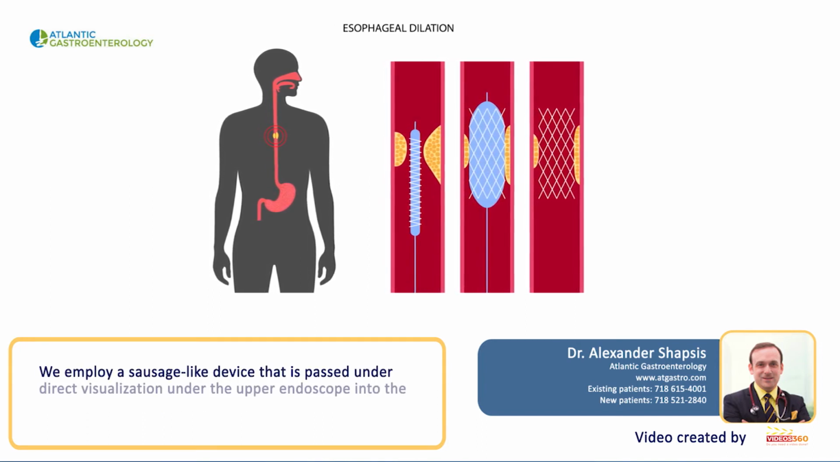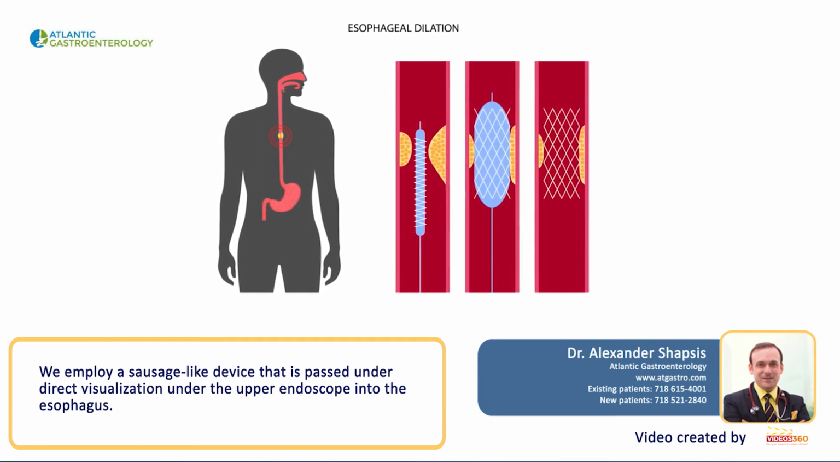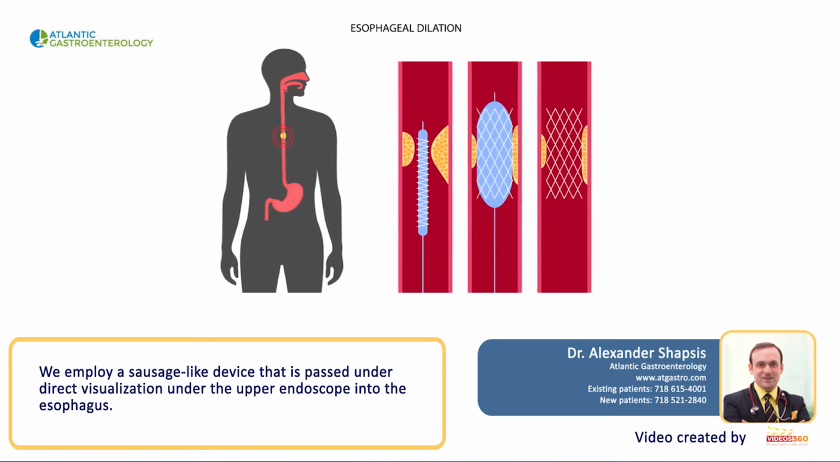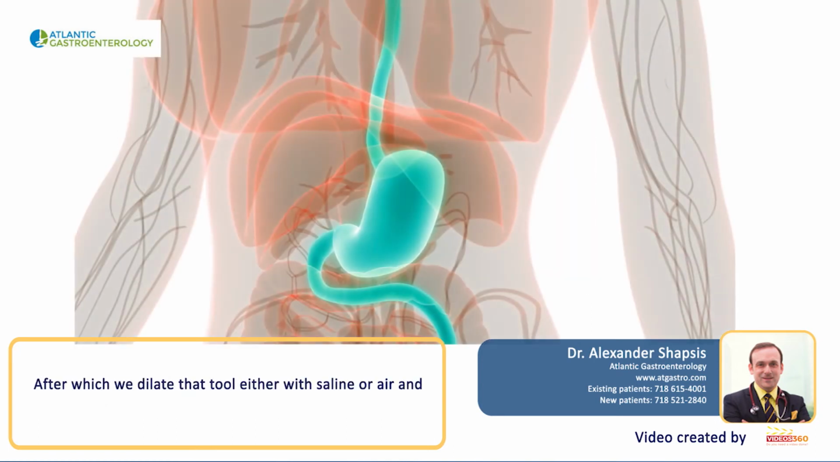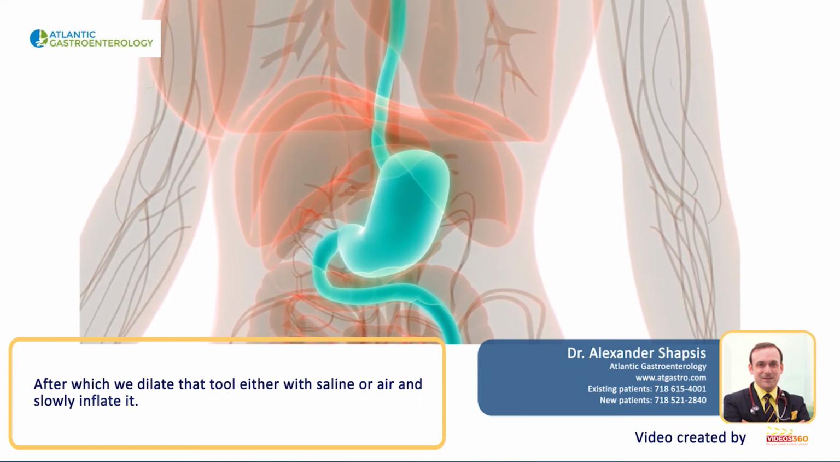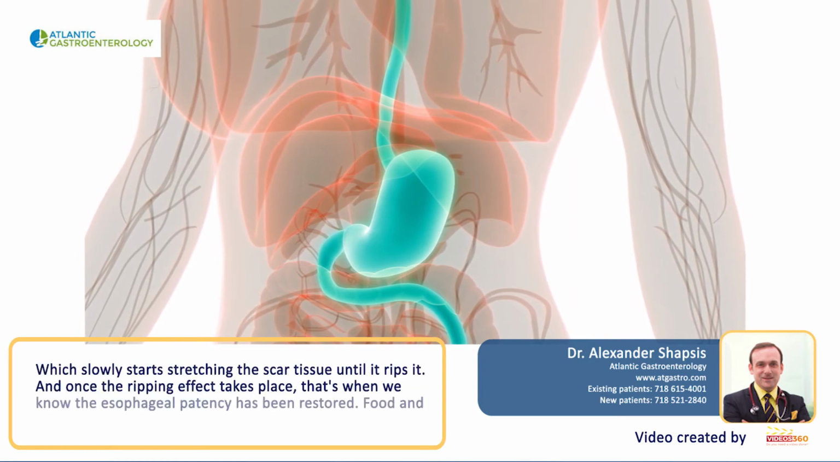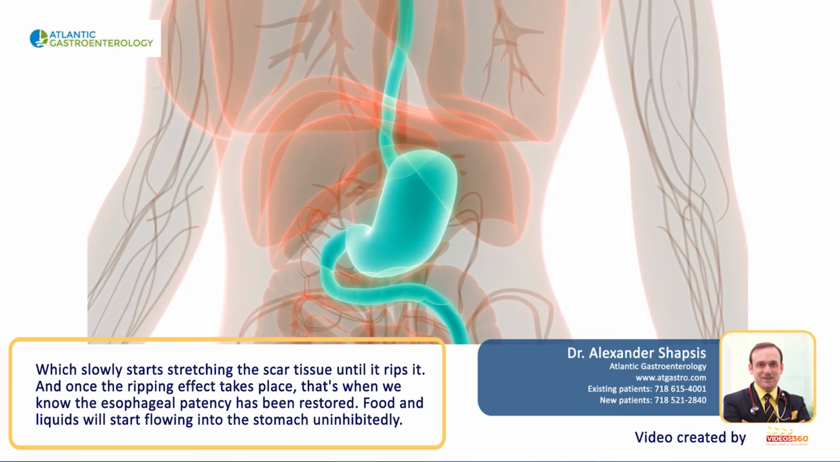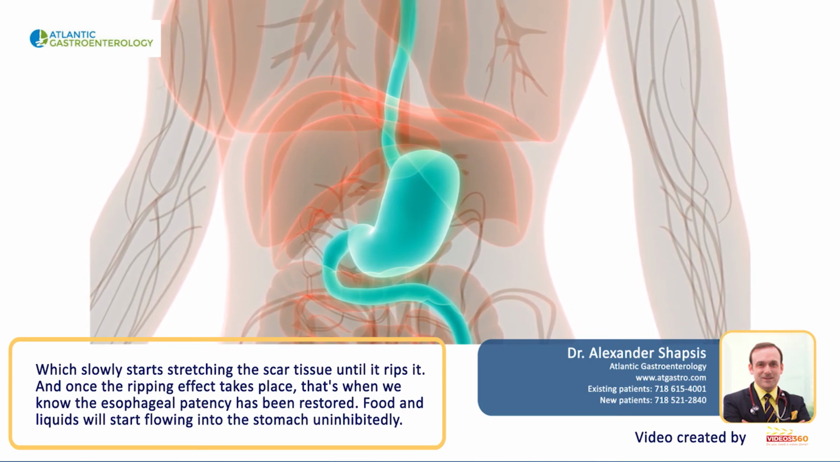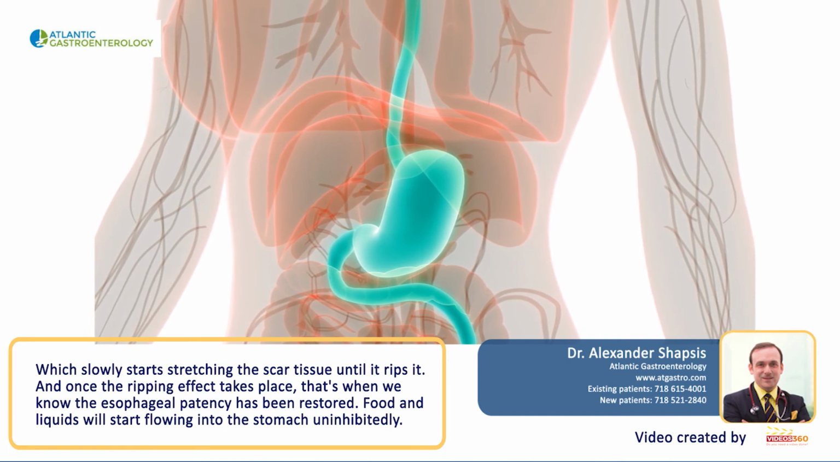Now, what are those? We employ a sausage-like device that is passed under the direct visualization of an upper endoscope into the esophagus, and then we dilate that tool, typically with either saline or air, and by slowly dilating that sausage-like tool, it slowly starts stretching the scar tissue until it rips it. And once that ripping effect takes place, that's when we know esophageal patency has been restored. The food and liquids will start flowing into the stomach unimpededly, and problem solved.